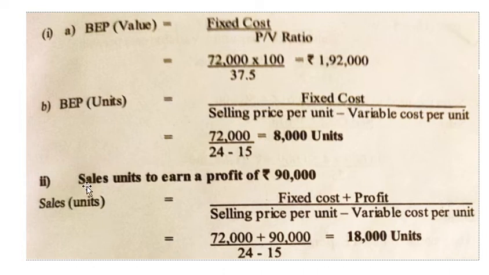The next question they have asked is the sales units to earn a profit of rupees 90,000. So the number of sales units that must be made to earn a profit of 90,000 will be found out. The sales formula is fixed cost plus profit divided by selling price per unit minus variable cost per unit.